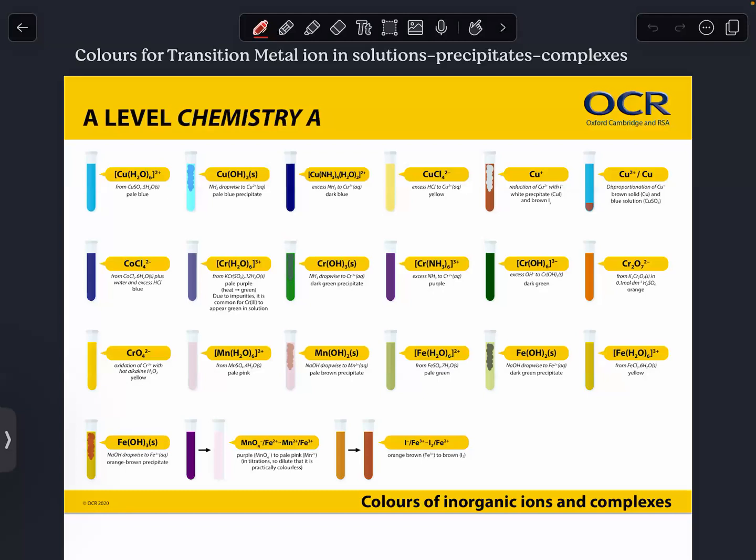We'll be looking at a question on transition elements today from the June 2022 paper. Before we start the question, I thought it'll be useful to show you this chart of all the colors of the transition metal ions, their solutions, their precipitates, their complexes.